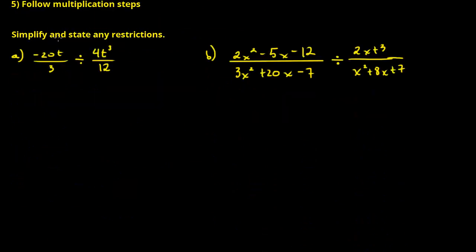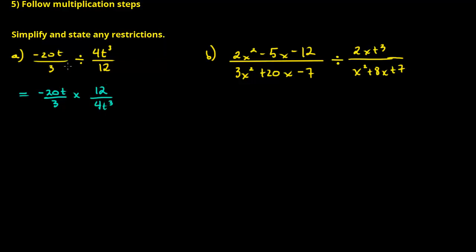In this example, it says simplify and state any restrictions. So here I've got negative 20t over 3 divided by 4t cubed over 12. If I look at this, I can change division by this fraction to multiplication by the reciprocal. So I've got minus 20t over 3 times 4t cubed over, oh, whoops, I have to multiply by the reciprocal. I was just multiplying by the same fraction. So I've got times 12 over 4t cubed.